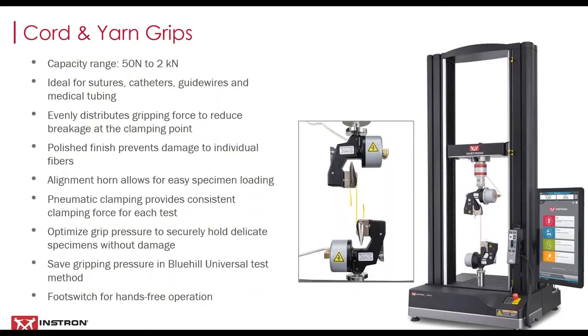The cord and yarn grip has a polished finish to prevent damage to delicate individual fibers during specimen loading. They also incorporate a polished guide horn to assist in easy and quick specimen loading. Pneumatics once again provide a number of benefits, including consistent, repeatable clamping, the ability to optimize the grip pressure for different types of specimens, and to save that pressure within a test method. A foot switch can be used here as well for hands-free opening and closing of the grips.